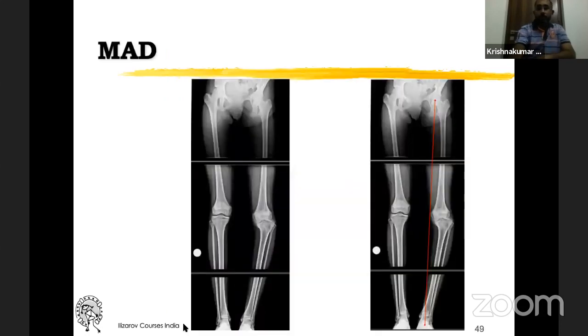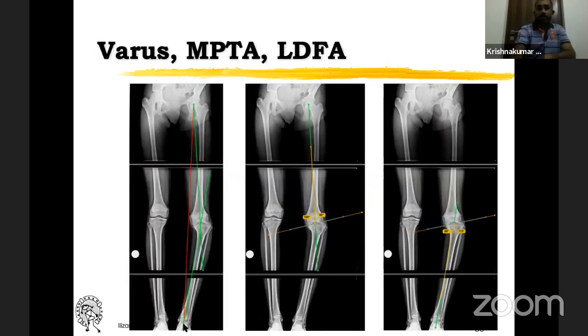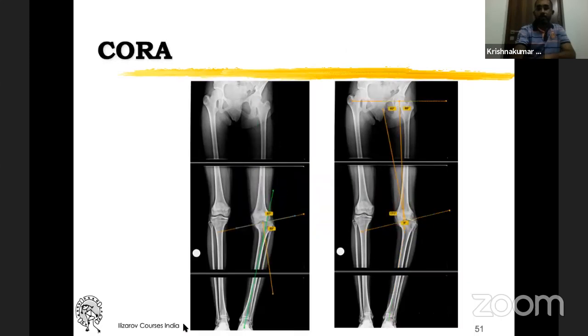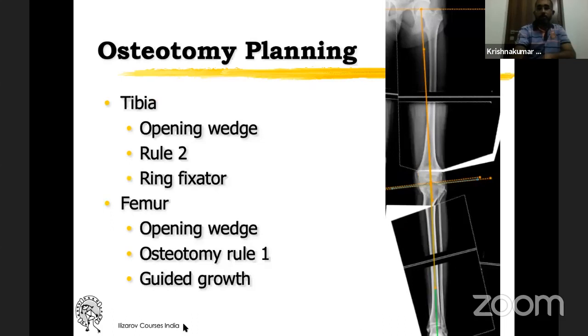So just to summarize, that's a mechanical axis deviation, medial mechanical axis deviation. There is an abnormal MPTA as well as an LDFA. So there is a femoral deformity as well as a tibial deformity. So that is the CORA, proximal tibial CORA and the distal femoral CORA. Both are very close to the joint lines. So here, this is how I plan the correction. I'm planning to correct the tibia by doing an opening wedge. It's distal to the tuberosity. So I'm going to use a ring fixator here. That's my personal choice. You can use any implant which you are comfortable with. You can do a closing wedge also.